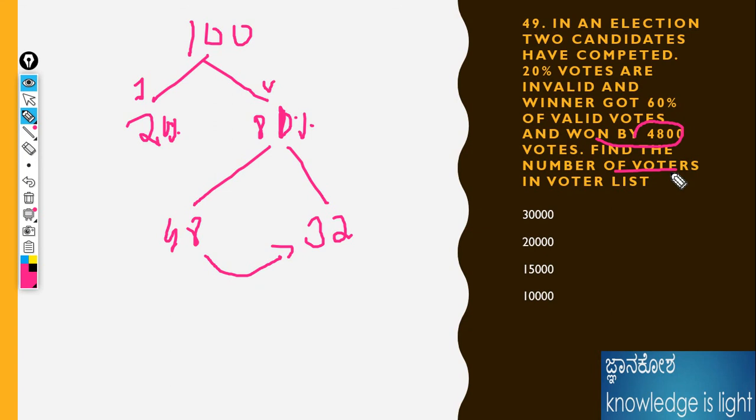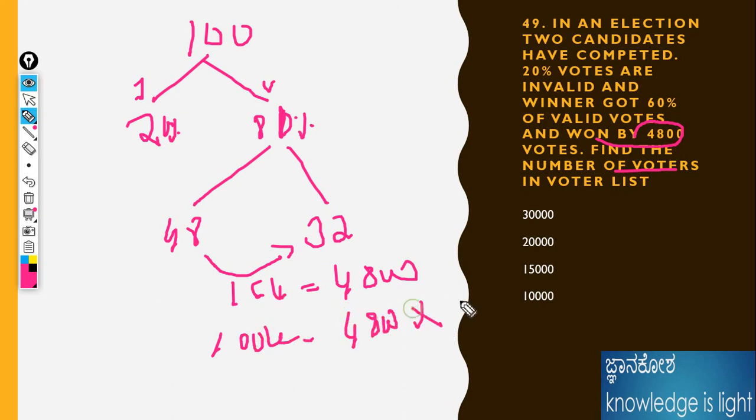The question is asking for that. The difference between 48 and 32 is 16 units. 16 units is equal to 4,800. Therefore 100 units, the total, is equal to 4,800 into 100 divided by 16. 16 3 the, therefore 300 into 100, 30,000. Answer.